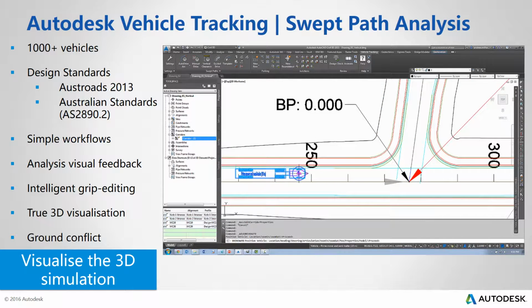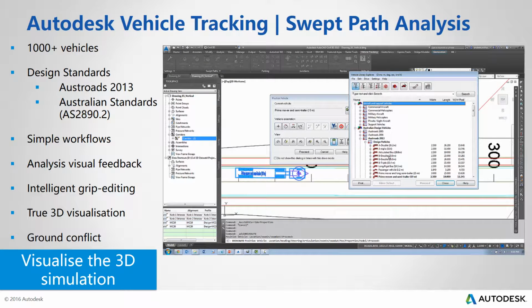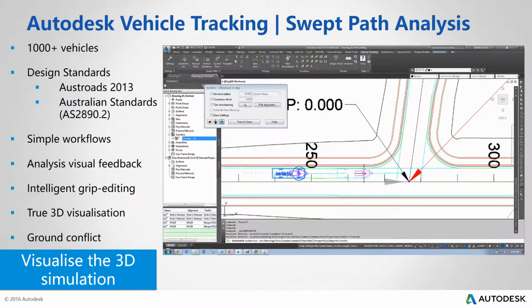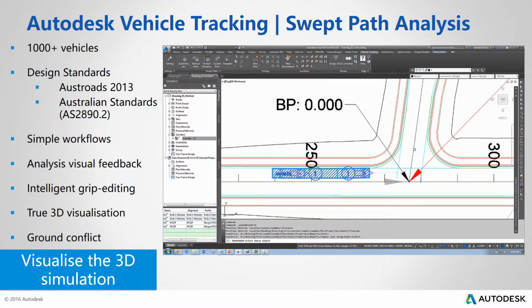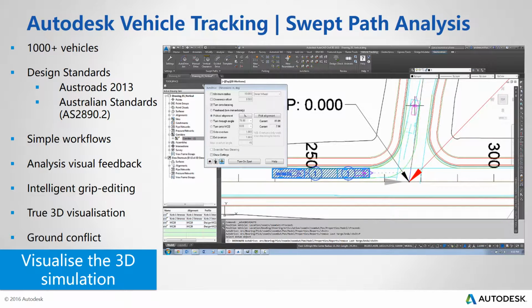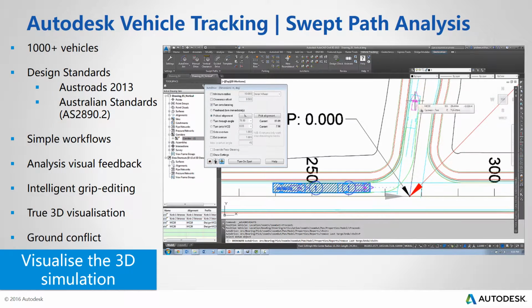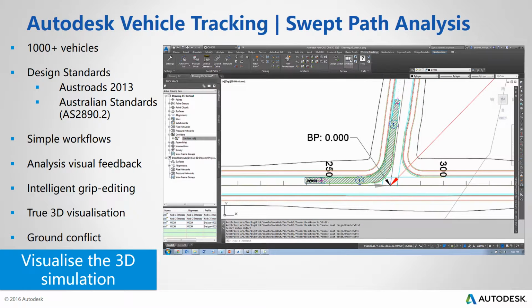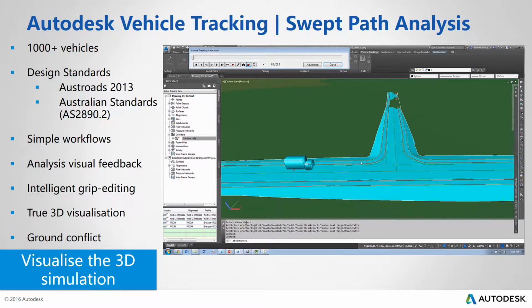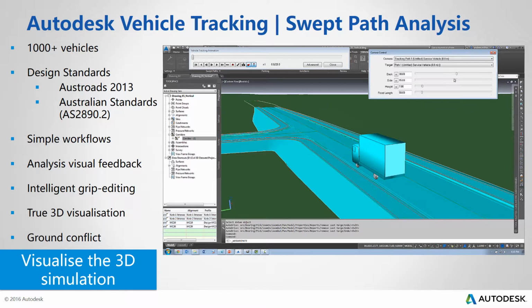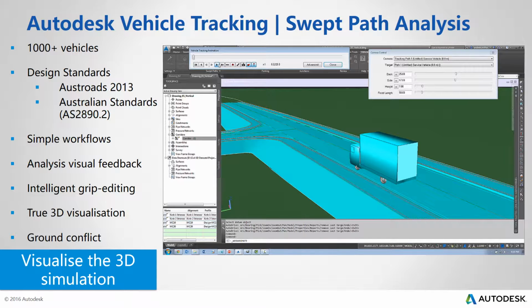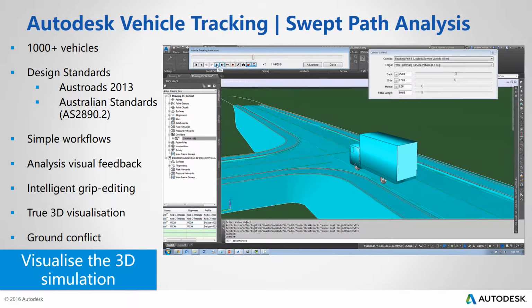So let's have a quick look at some of the standard Autodesk vehicle tracking tools and workflows. The vehicle library in Autodesk vehicle tracking ships with over 1,000 vehicles, as I said before. It has the relevant Austroad standards dating from 1995 to 2013. It also includes the AS 2890.2 for the vertical clearance envelopes. The simple workflows produce 3D visualization based on true proposed geometry early in the preliminary design stage.